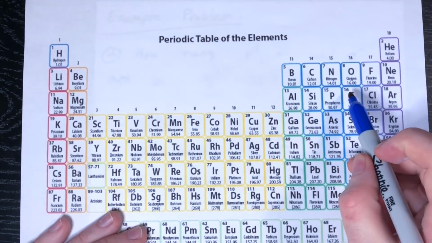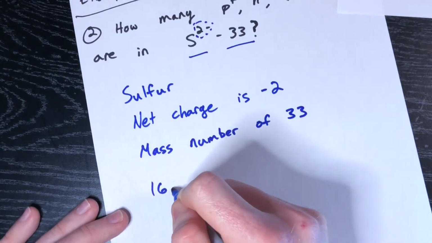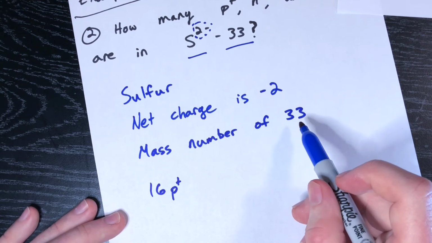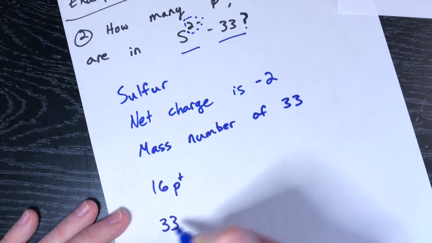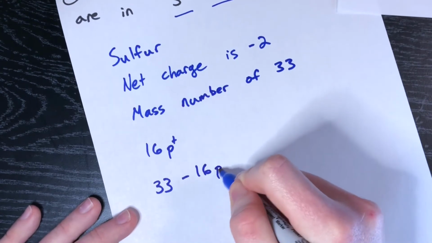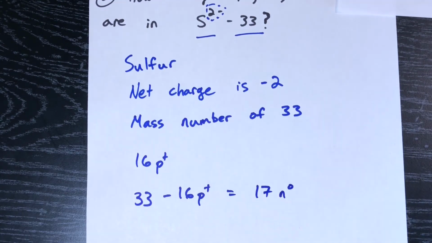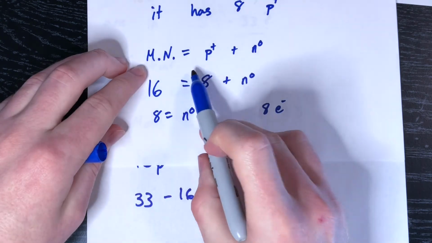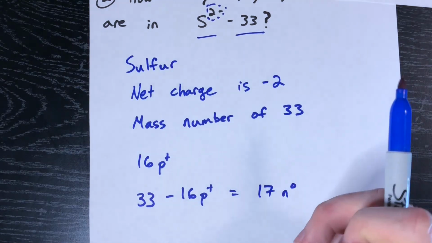That is atomic number 16, element 16. So that means that we have 16 protons. The fact that this is sulfur means there must be 16 protons. Now, using the mass number, we can then figure out the number of neutrons. So we know that the mass number is 33, and then we have 16 protons. So that means we have 17 neutrons. This uses the same equation we used in the previous example, where the mass number equals protons plus neutrons. We plugged it in to find the number of neutrons.